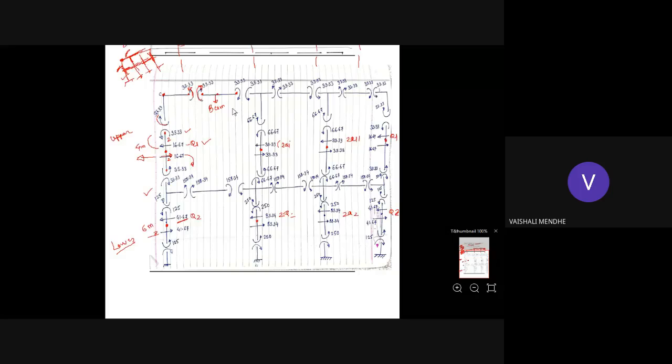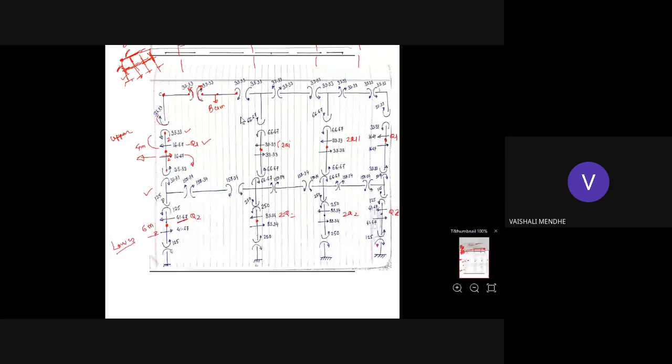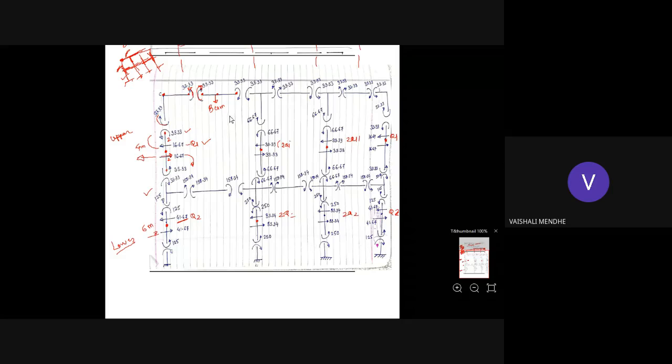Okay, I will stop here because it is 11:30. I will explain this in the next class, and then I will finish this problem. I will ask you this question in tomorrow's class: why have I shown this in the clockwise direction?